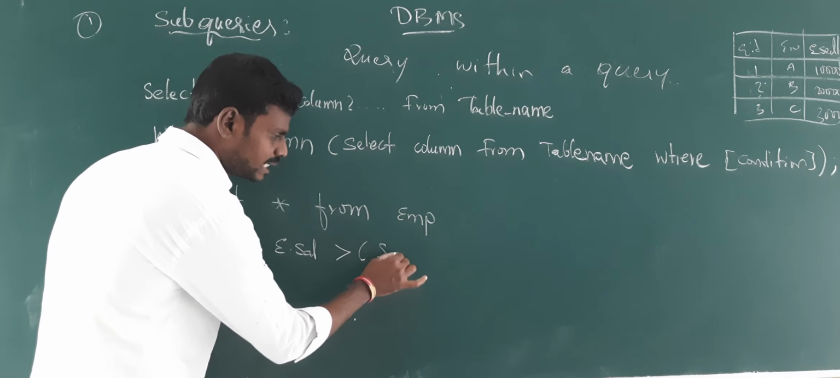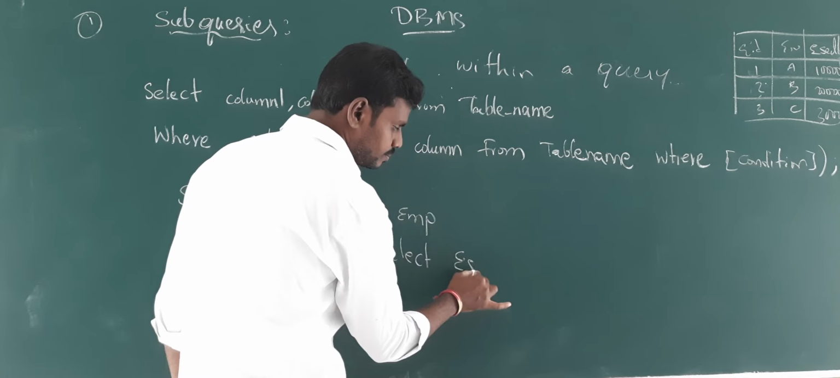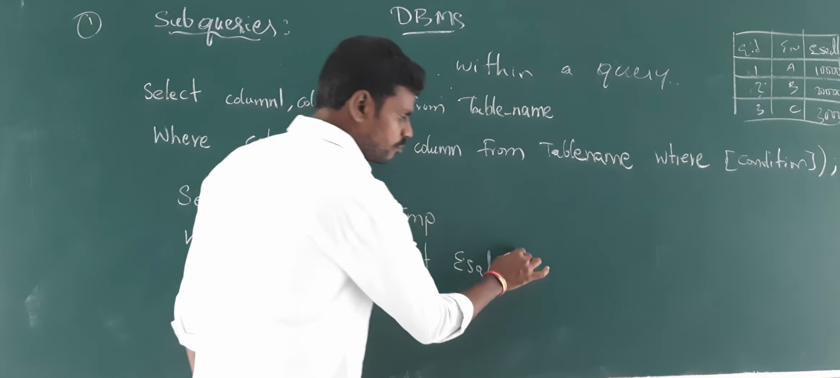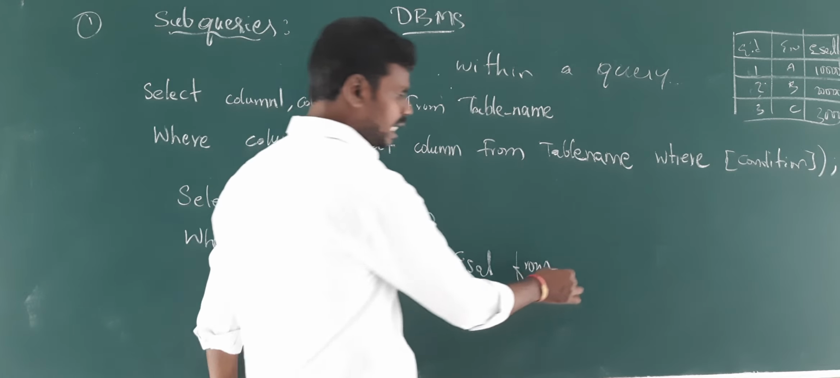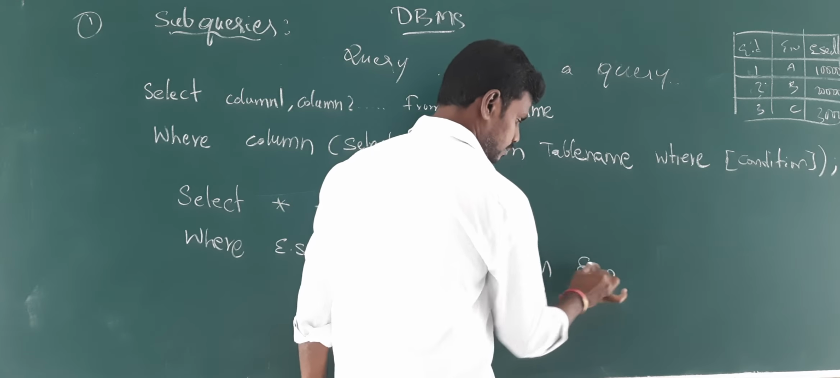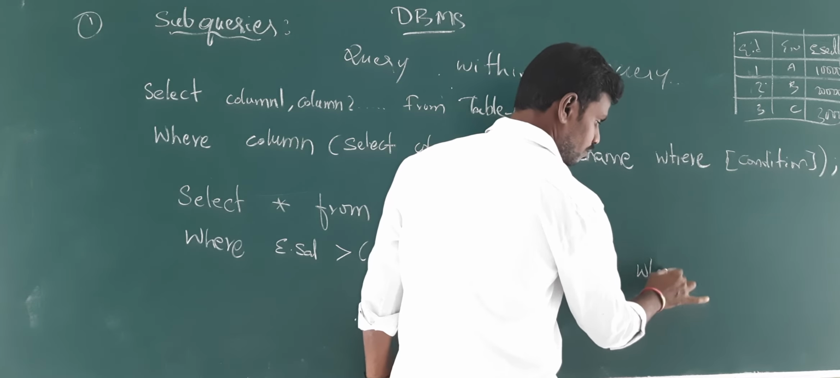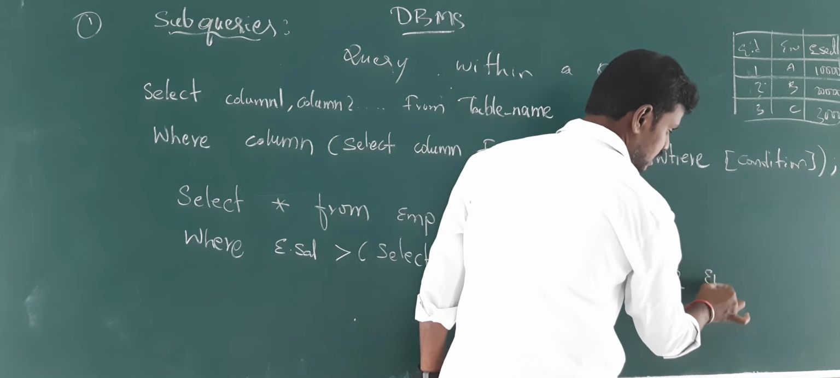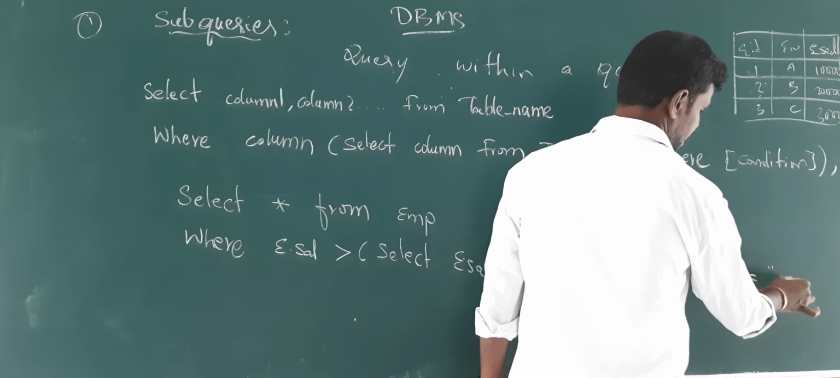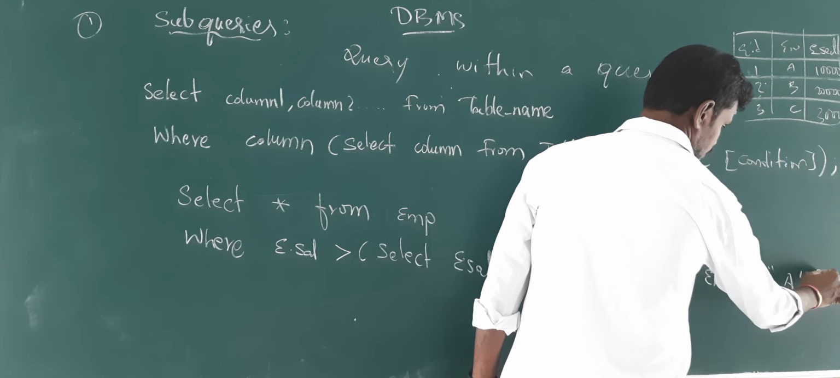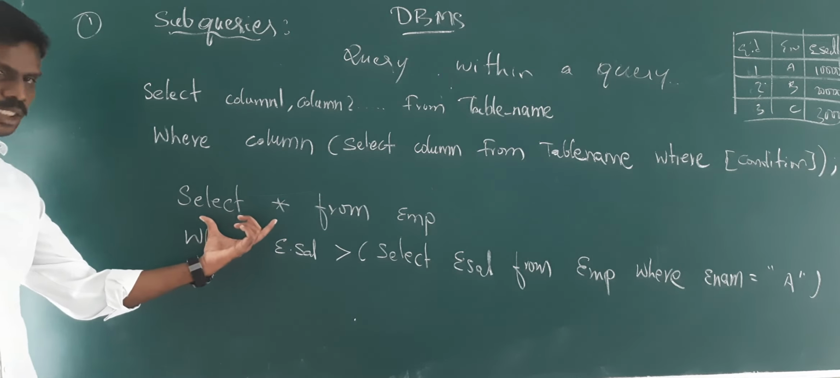Then select E salary, that is employee salary, from the table named employee, and then I have some condition where employee name, E name, is equal to A. E name is what? A. This is my actual query.